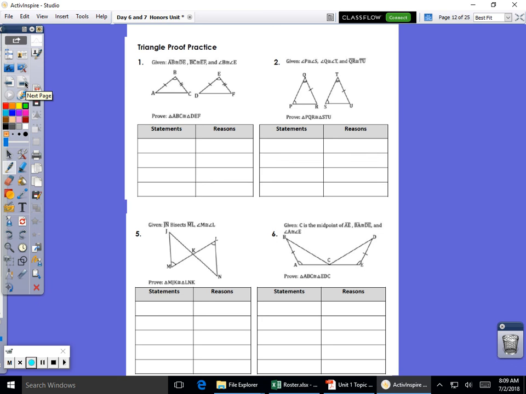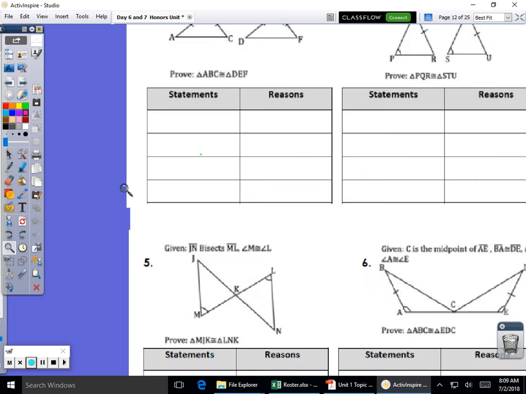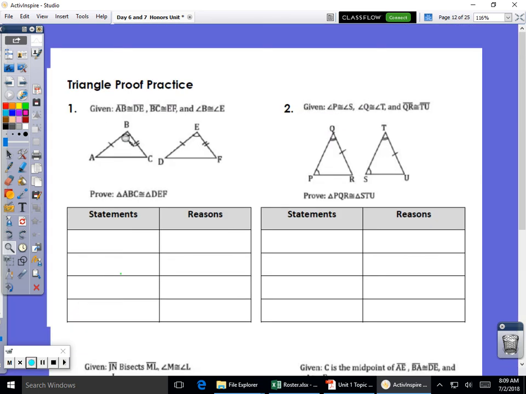Okay, so here is some triangle proof practice. Here, I can just see immediately what it is that we're going to use. I see side, angle, side. These sides correspond, these angles correspond, those sides correspond. Side, angle, side. So I know that my reason at the very end is going to be side, angle, side. But I need to go back and prove that.